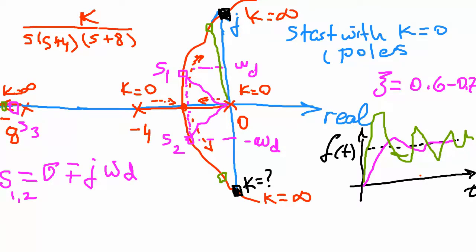I'm going to find which K value the system is going to be unstable. I'm going to find this. S plus 4, S plus 8.